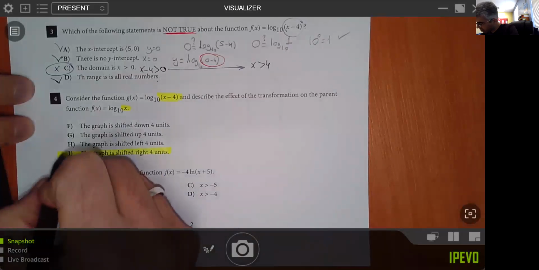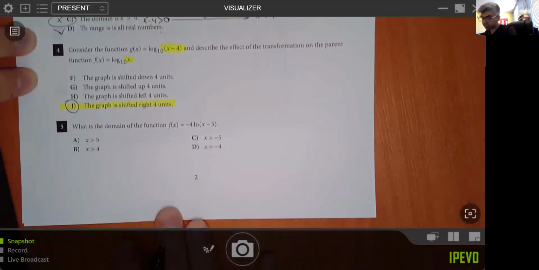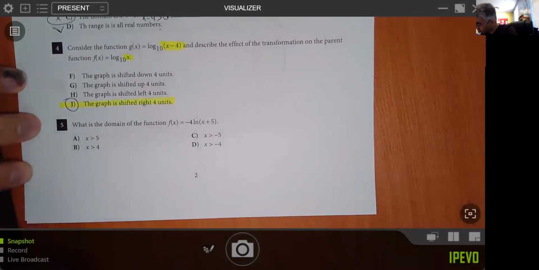Very good. When we have minus, we shift it right. Okay. When we have plus, we shift it left. Don't forget this. Number 5. What is the domain of the function? Another domain question. Very good.